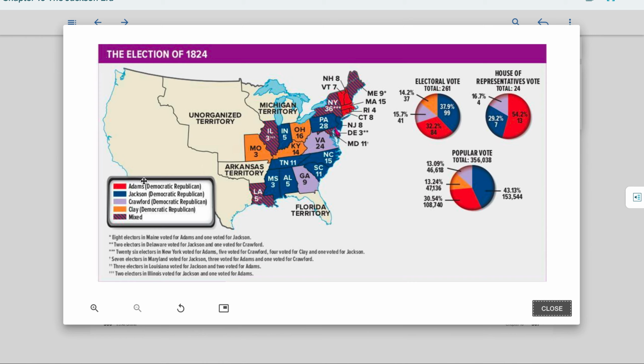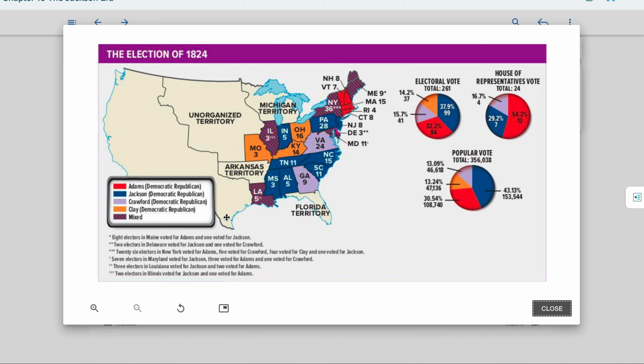So in red, we see Adams. He was running for the Democratic Republican Party. Jackson, also from the Democratic Republican Party, so he was blue. Crawford, this purple color, also for Democratic Republican. Clay, this orange color, also from the Democratic Republican Party. Now, the stripes represent mixed, so that means people voted for a bunch of them.